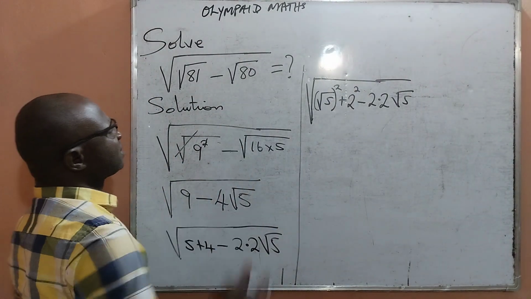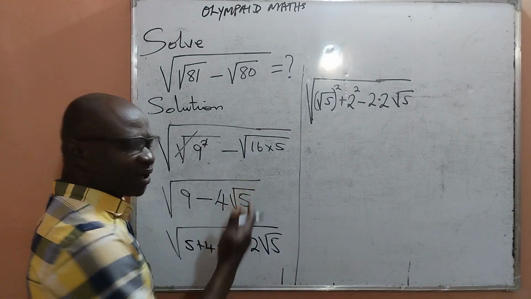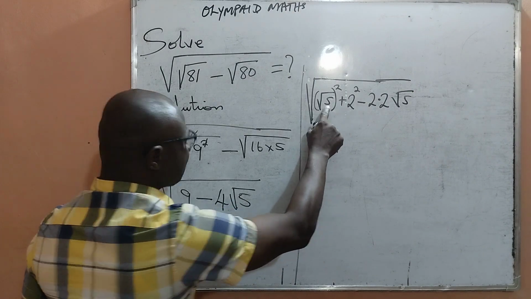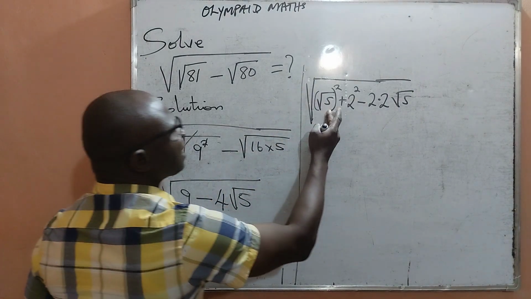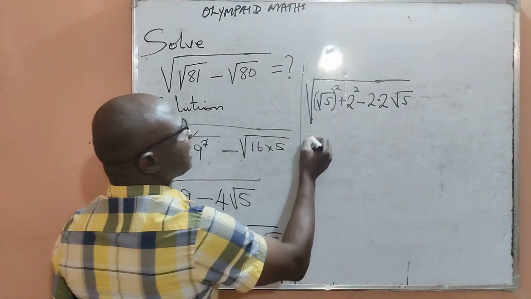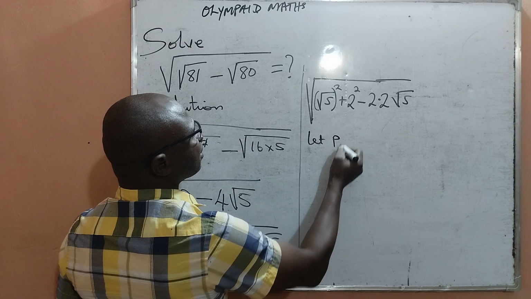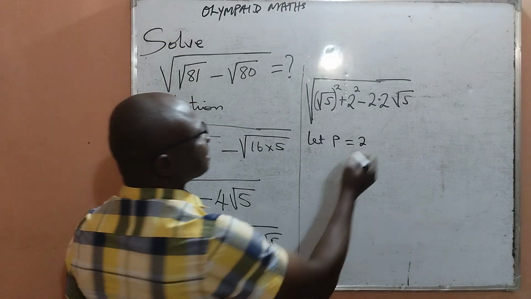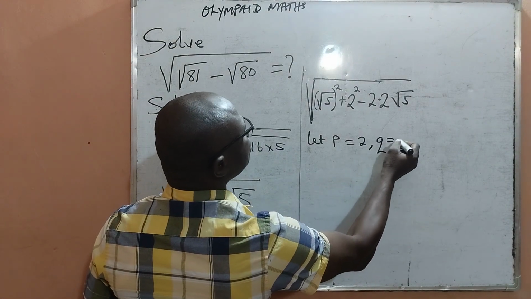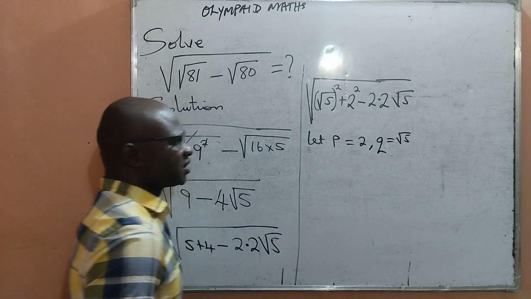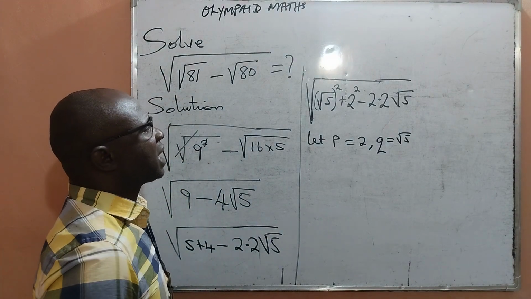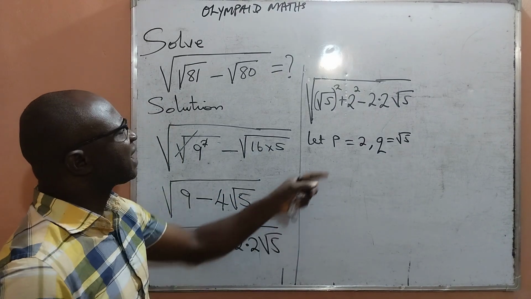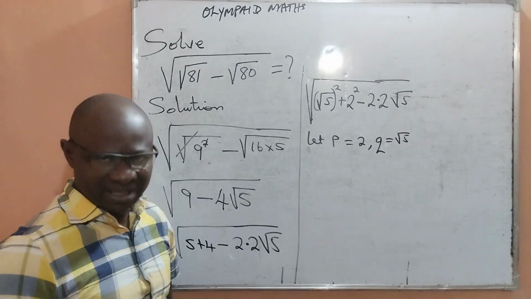Remember, I have done a similar video before now, and I'm doing this again. Now, if I cancel the square with the square root, it will give me exactly 5. So it is written like this for a purpose. Now, let P be equal to 2, okay? And let Q be equal to the square root of 5. So anywhere I see the square root of 5, I will represent it as Q. Wherever I see 2, I represent it as letter P.